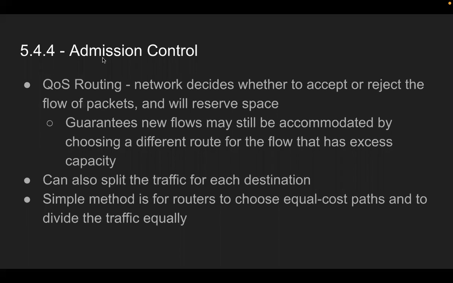QoS routing is where the network decides whether to accept or reject a flow of packets, and it's going to reserve space for all these packets. What this does is guarantee that new flows may still be accommodated by choosing a different route for the flow that has excess capacity. It can also split the traffic for each destination so it's not overloading anything. A simple method is just for routers to choose equal cost paths and divide the traffic equally so that nothing's being overloaded.